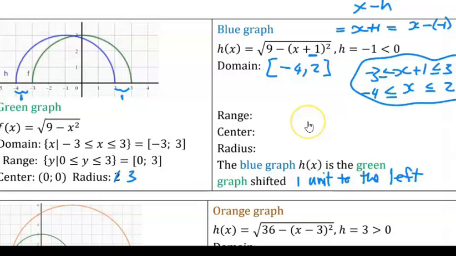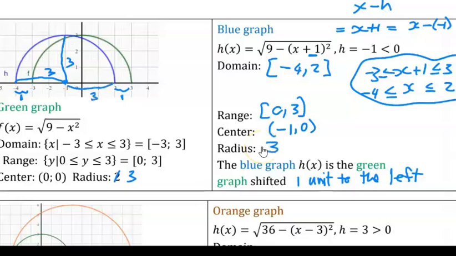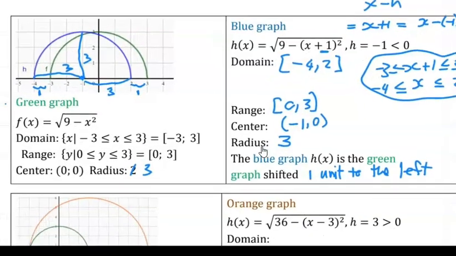So the range is again just from 0 to 3. The center is now also shifted where it was, the origin. Now it shifted 1 unit to the left, so it should be 1, 0. We can see here is the center, because that distance there is 3, that distance there is 3, and this distance there is 3. Our radius is equal to 3, and then we said what happened, it was just shifted. So let us look at the next example.